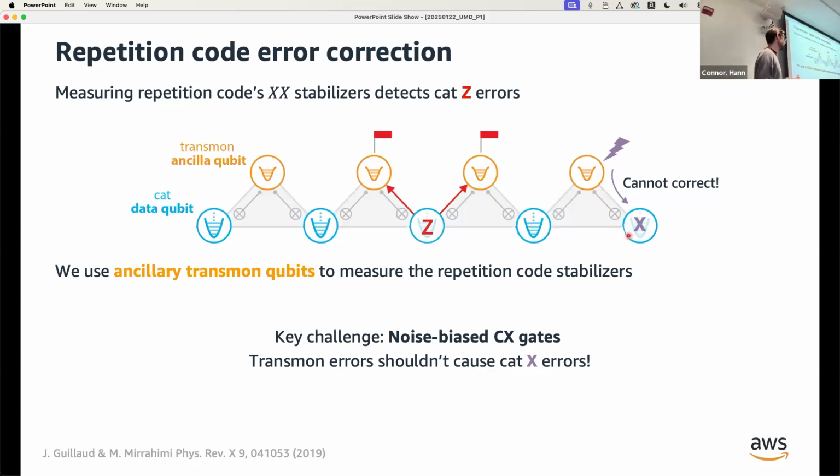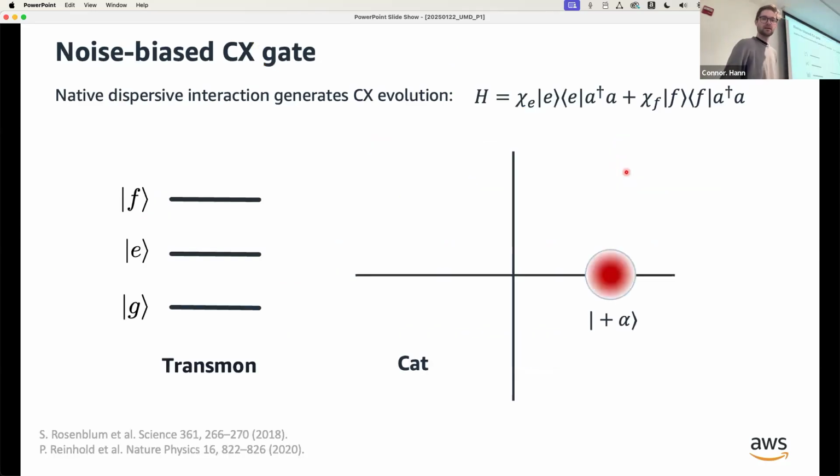That is, to make sure that errors in the transmon are not inducing bit flip errors in the cat qubits. And so for the next couple slides, I'll just dig into how we realize these gates and how we try to prevent this kind of damaging error propagation from happening.